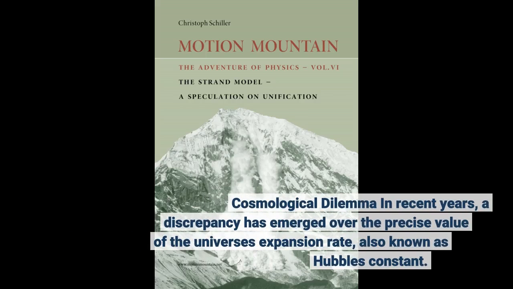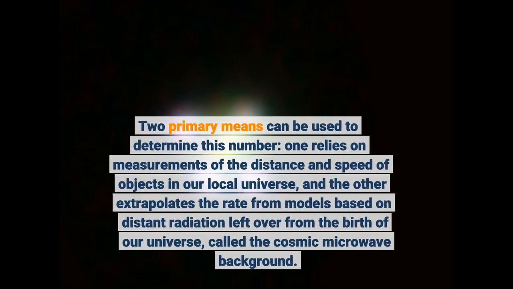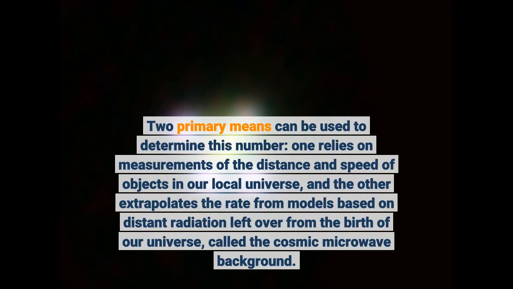A cosmological dilemma. In recent years, a discrepancy has emerged over the precise value of the universe's expansion rate, also known as Hubble's constant. 2 primary means can be used to determine this number. One relies on measurements of the distance and speed of objects in our local universe, and the other extrapolates the rate from models based on distant radiation left over from the birth of our universe, called the cosmic microwave background.